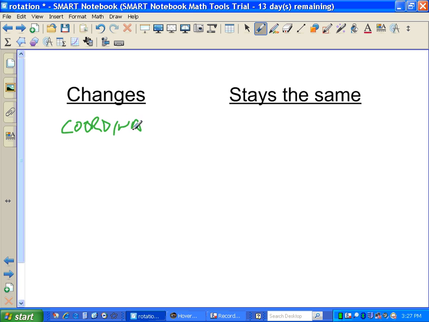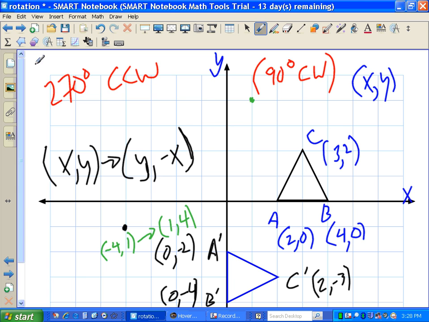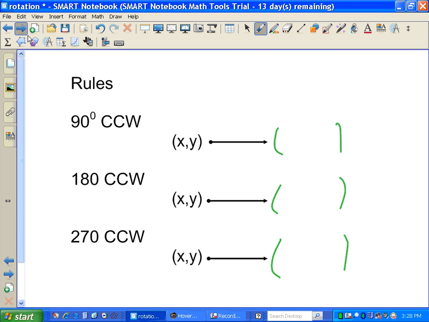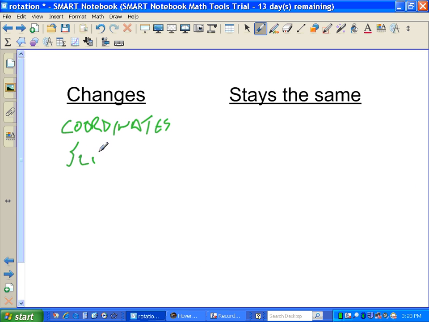Did the slopes of my lines change? Let's go back. Did the slopes of my lines change? Well, that's got a negative slope. It used to have a positive slope. Negative slope, positive slope. Zero slope, no slope. So my slopes changed. Did the lengths of my sides change? They did not. So my distances did not change. Distances or lengths did not change.